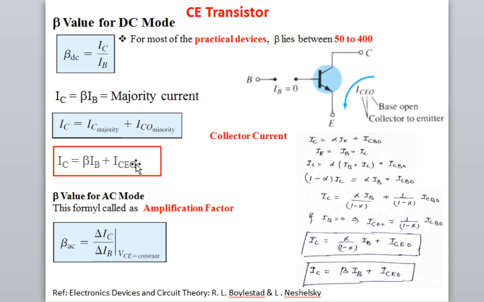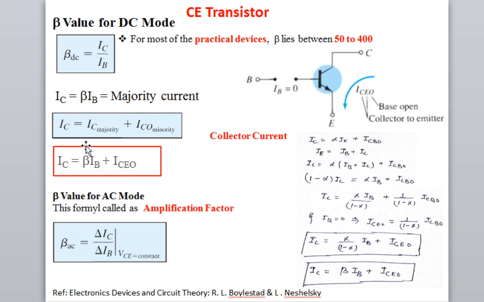One current is coming because the base emitter junction was in forward bias, and the other current is coming because the base collector junction was in reverse bias. So simply understand it this way.